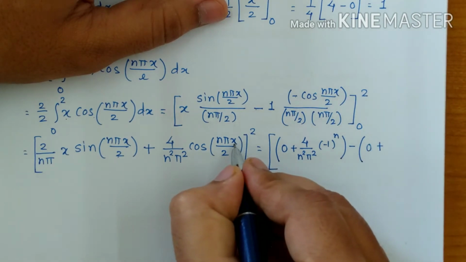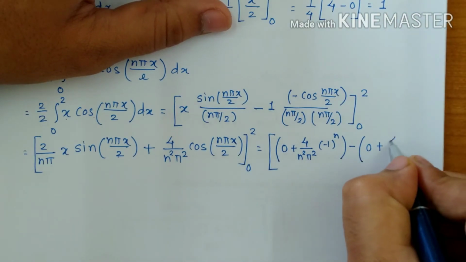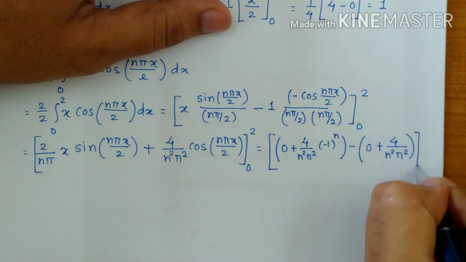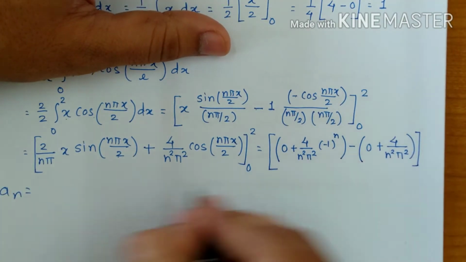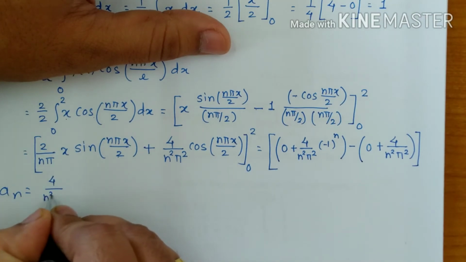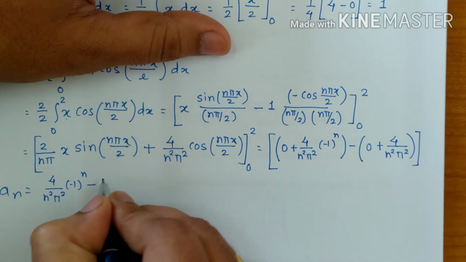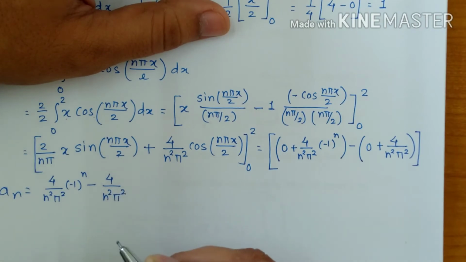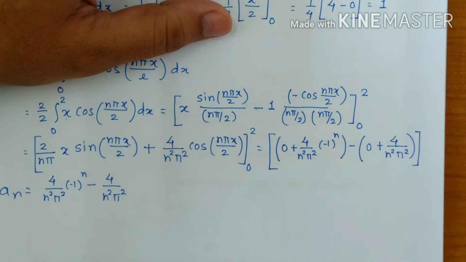Plus, when I substitute 0 at this place, we get cos 0. Cos 0 is 1. So hence we get 4 upon n square pi square. Hence a n is equal to 4 upon n square pi square into minus 1 raised to n minus 4 upon n square pi square. Is it okay?